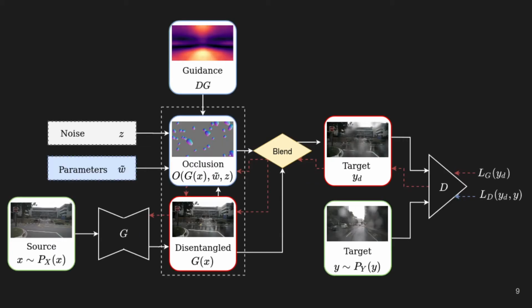Here the full pipeline is shown, where in addition to what was already introduced there is noise, regulating random characteristics of occlusions such as shape or position, and the disentanglement guidance, which is a learned component used to guide the network on where to reinject occlusions.